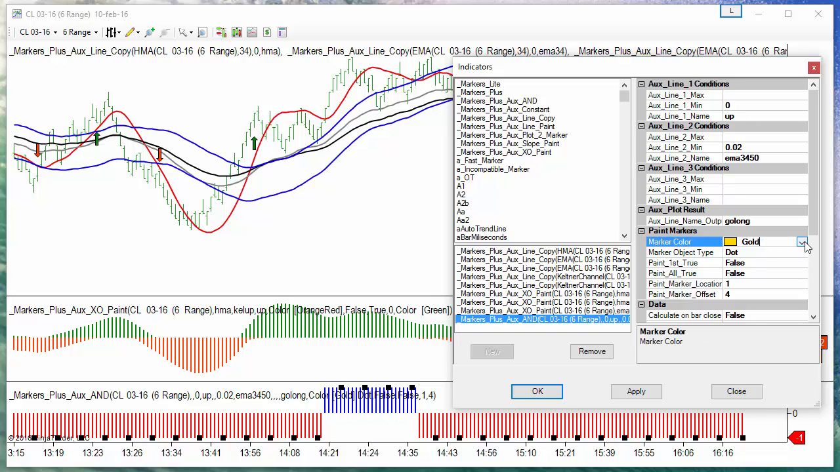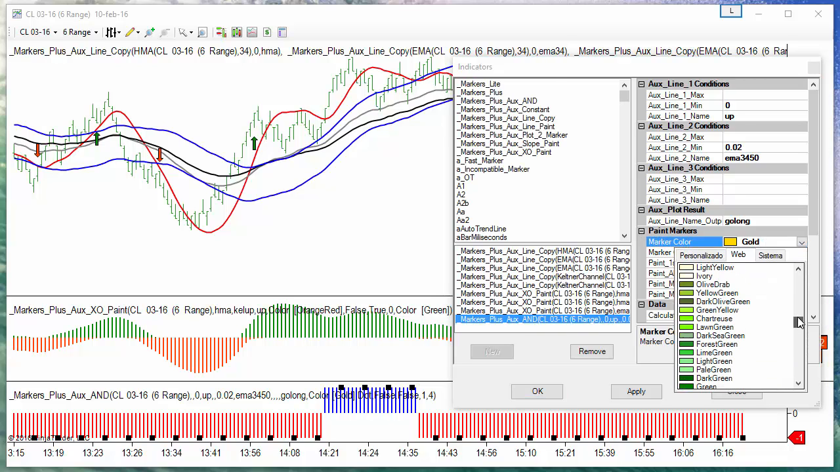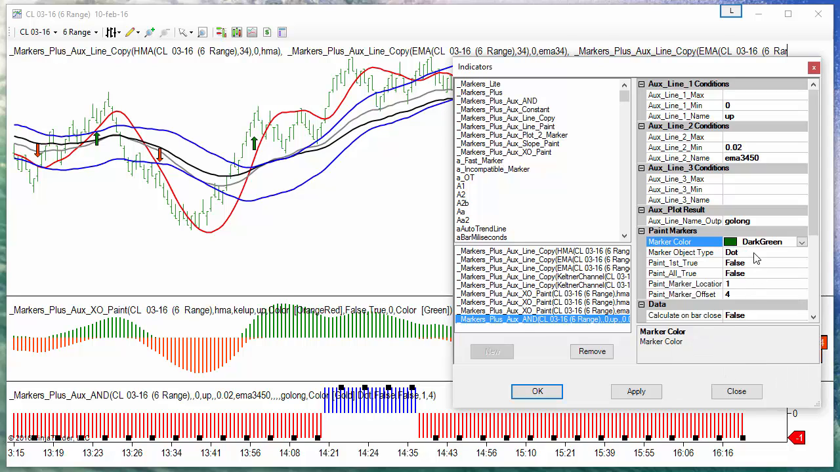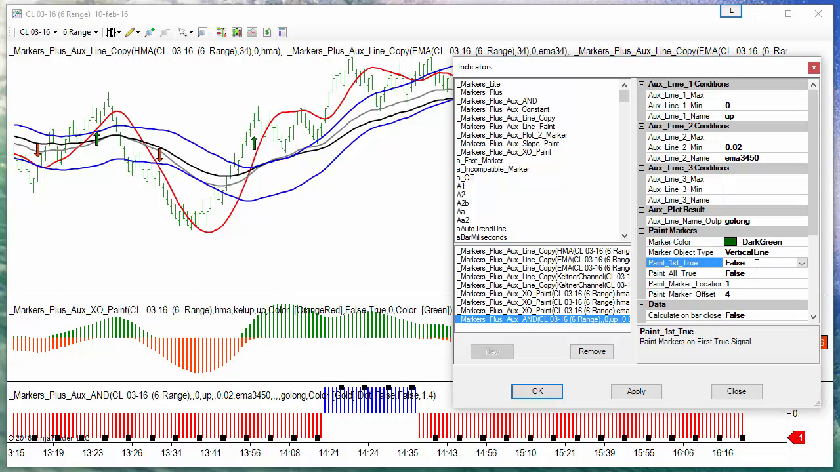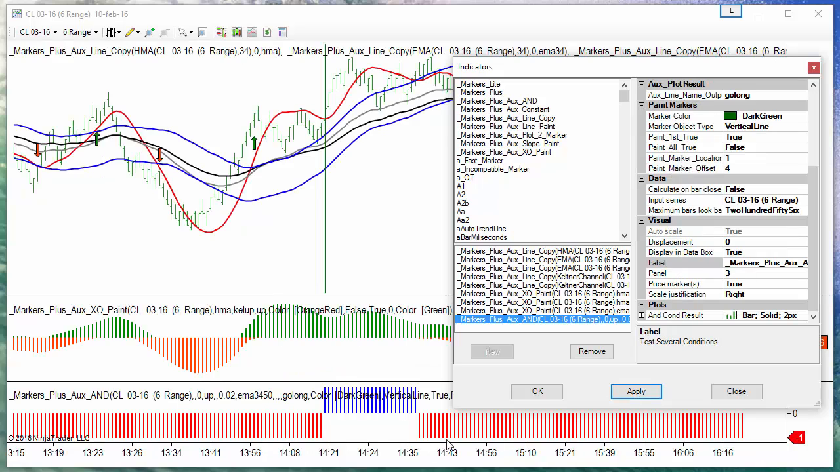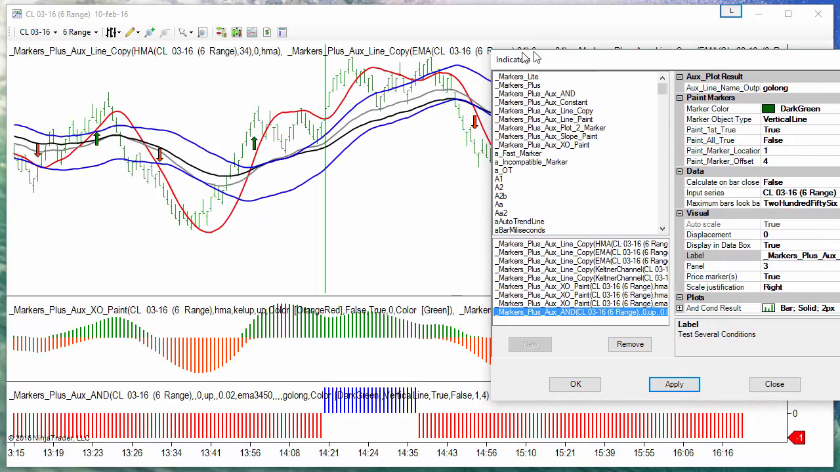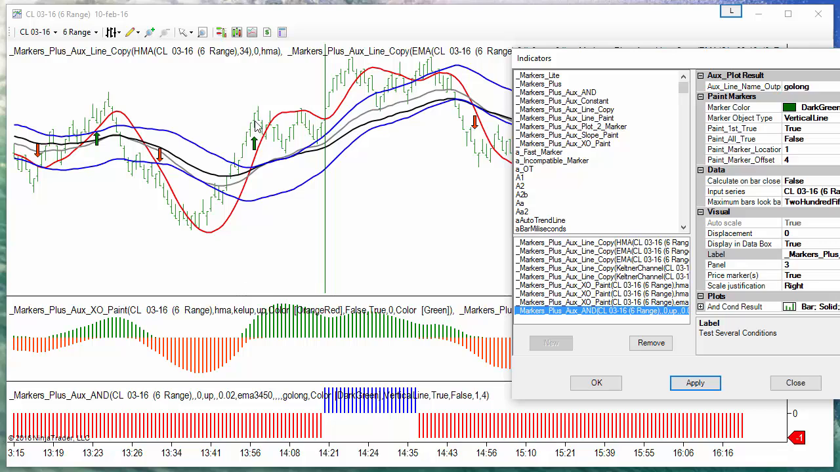Let's say we place dark green vertical lines. We can paint it on the first time that happens. So we test all the conditions bar by bar, but only on the first bar that all conditions meet, we have a signal. Then there are no more signals because it is supposed we are entering long on the first.